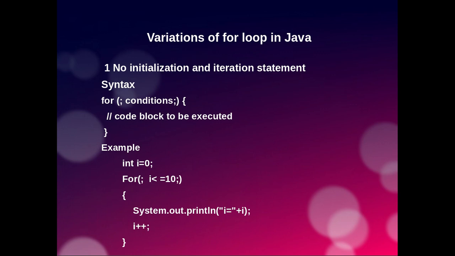Then next are different variations of the for loop. How can we define the different variations? The first variation is no initialization and no iteration statements. Previously we know that the for loop has three statements: the first one is initialization, the second is condition, and the third is iteration. But whenever we want to specify only the condition, we can define the initialization and iteration statements separately.